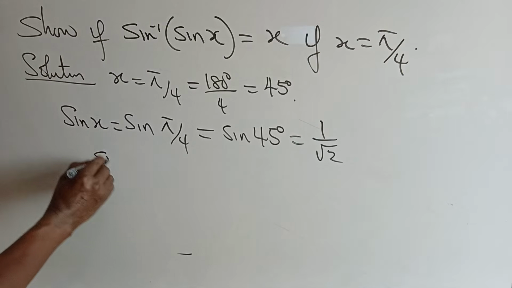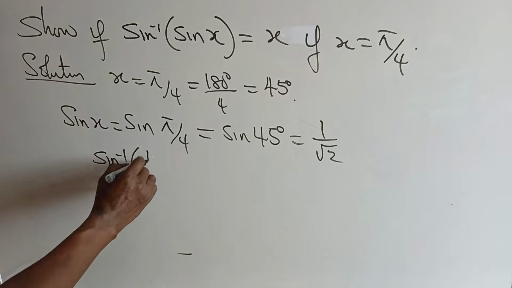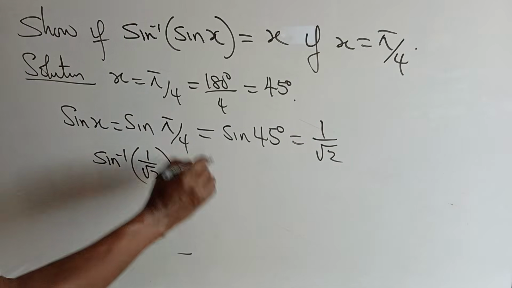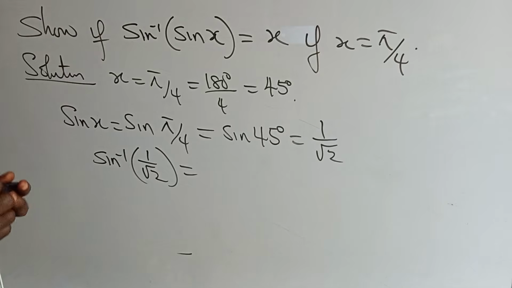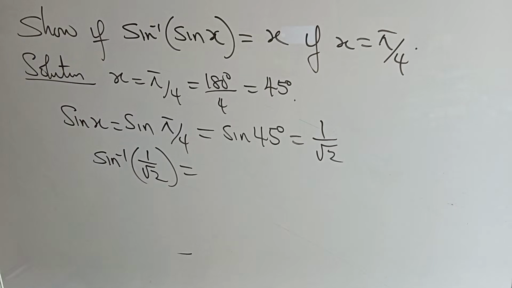Therefore, we now have sine inverse of the whole of this, which is sine x, which has given us 1 over root 2. What will that give us? Don't forget, sine inverse, or an inverse trigonometric function, is a restricted sine version. That is, the domain of this particular trigonometric function has been restricted from being minus 1 to 1, to minus pi all over 2, pi all over 2. So the domain has been restricted. I hope you are getting that now.